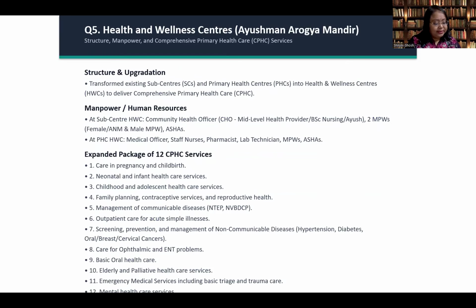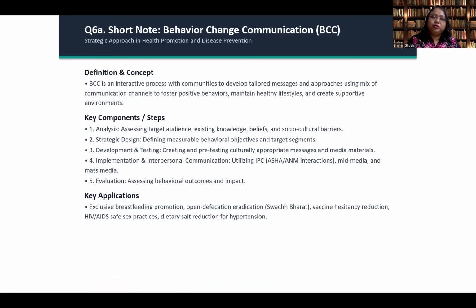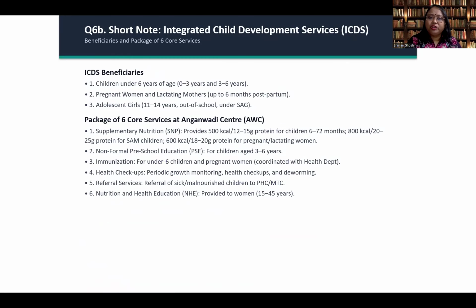Right? Now, next is what are the health and wellness centers, that is Ayushman Arogya Mandir. This you have to write in details. And next comes the short note on behavior change communication. You have to write the key points, that is how it is done, what are the strategic designs, and how to evaluate. Okay, and you just give an example. Say for example, exclusive breastfeeding promotion, or vaccine hesitancy reduction.